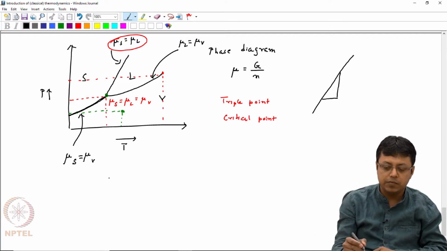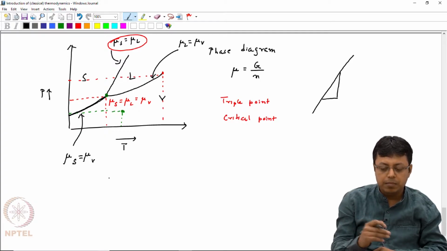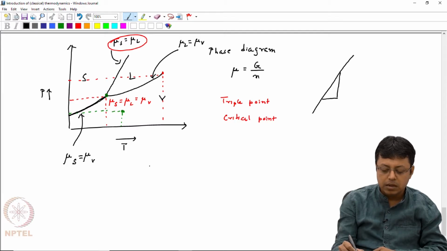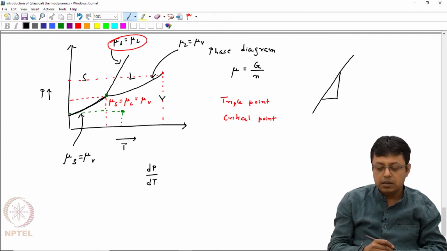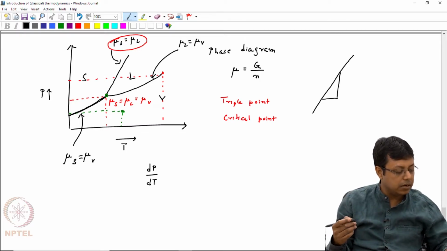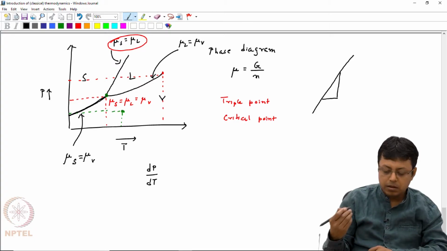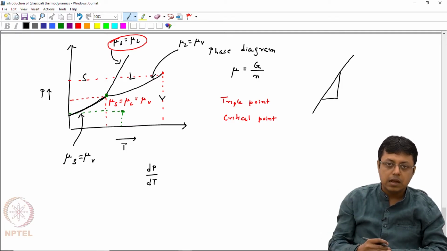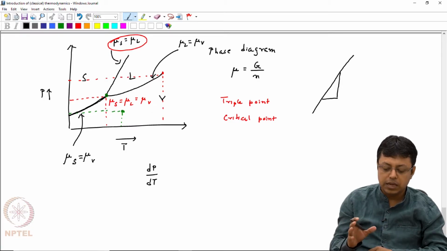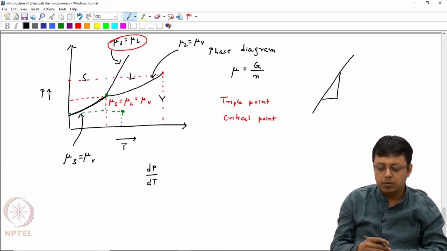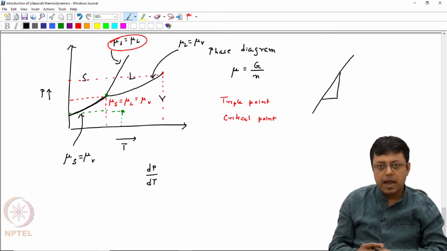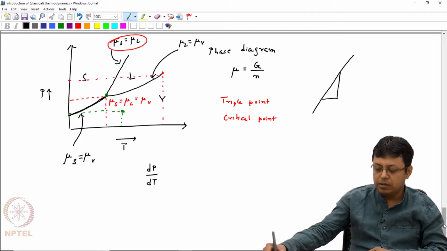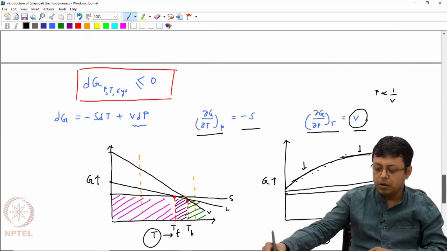Now what is this slope? Let us first try to understand. This slope means the slope of this curve, which is dP/dT. You can show, from the very fundamental equation for the alpha phase, the chemical potential of a particular phase and the chemical potential of the other phase, that this is ultimately dictated by how much change you have in the molar volume.